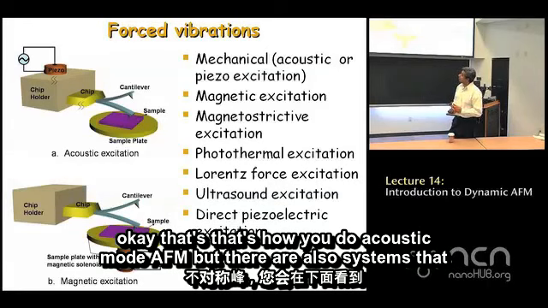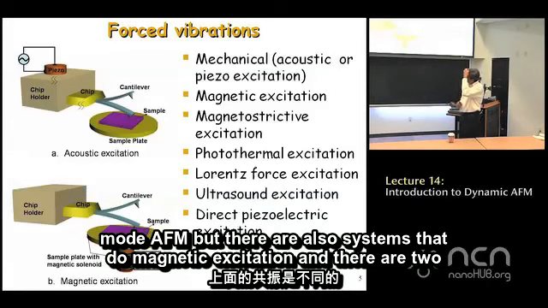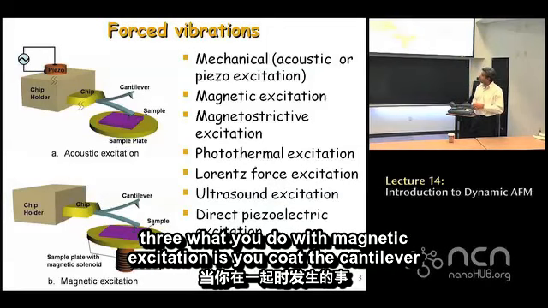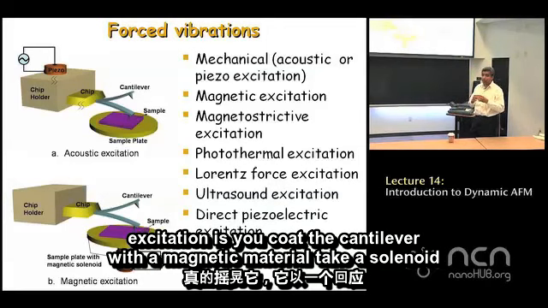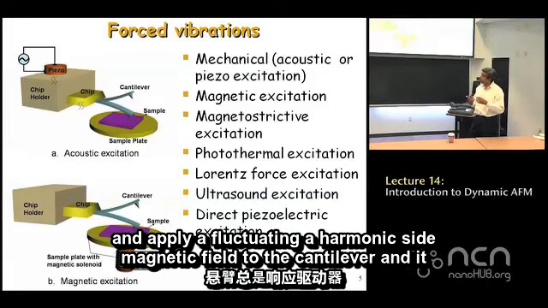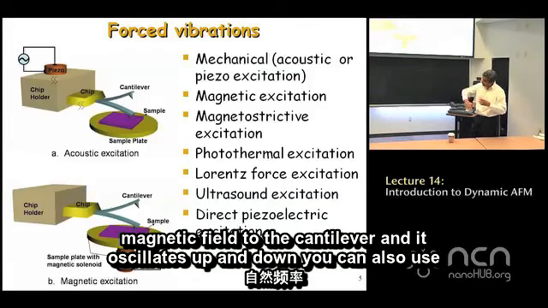But there are also systems that do magnetic excitation. What you do with magnetic excitation is you coat the cantilever with a magnetic material, take a solenoid and apply a fluctuating harmonic magnetic field to the cantilever, and it oscillates up and down.